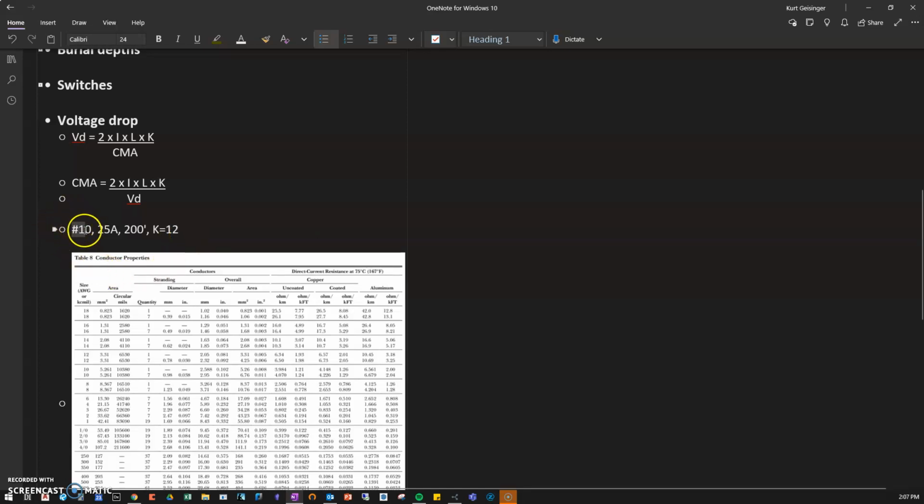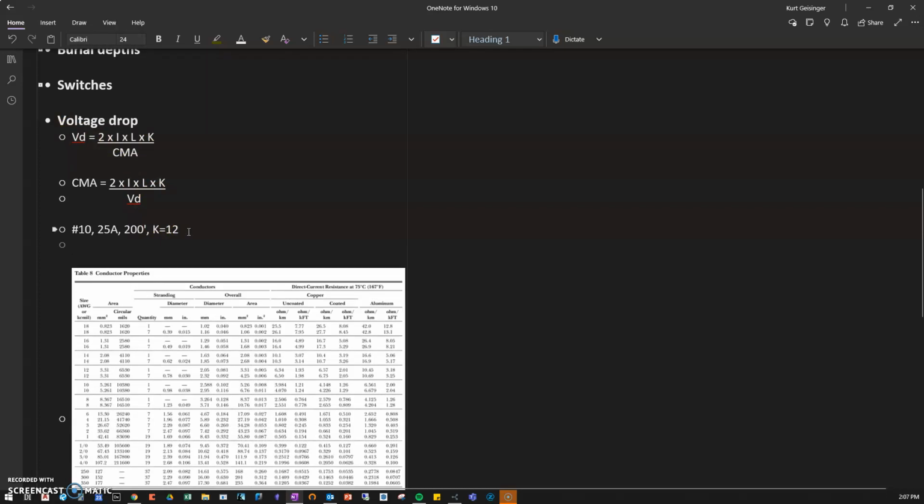Let's say we're going to run some number 10 gauge wire. We're going to have a 25 amp load. We're going to run it 200 feet. We're going to use a K value of 12, meaning we have copper wire. So the question is, how many volts am I going to drop by doing that? Well, what I don't know is the VD, the volts drop. So I'm going to use this top formula here.